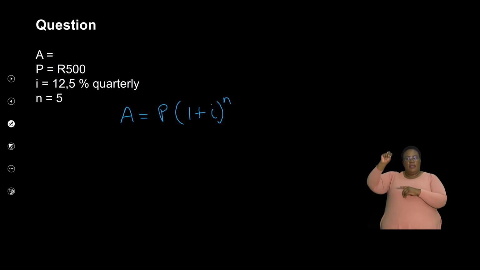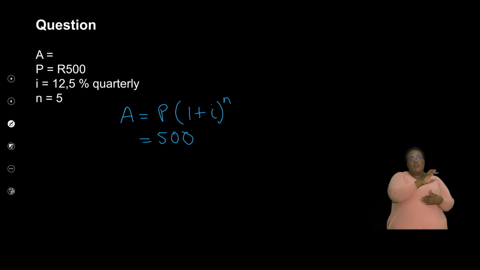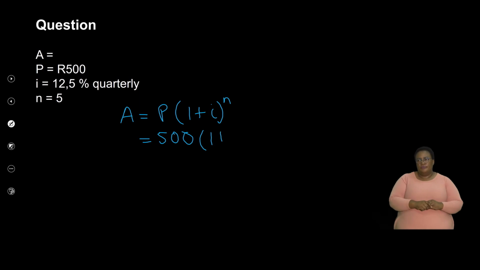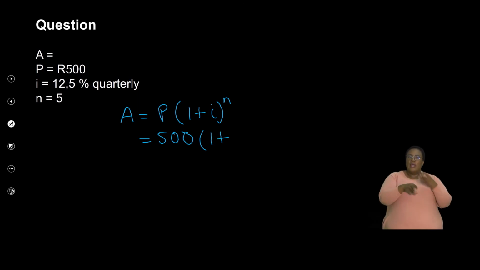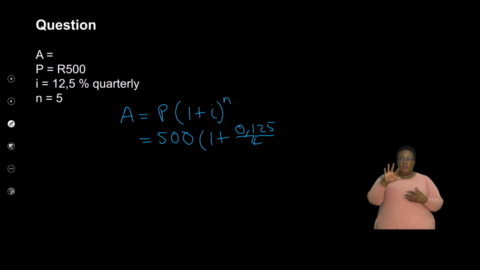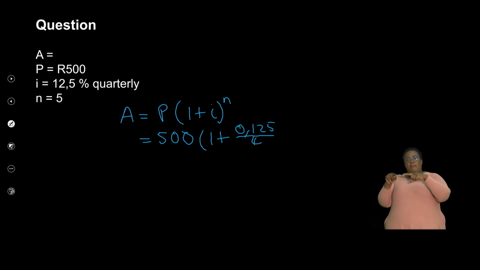We want to know the future value, which is the value of A, but the initial amount that Sibongile invested was 500 rands, and this was at an interest of 12.5%, which is 0.125, but this was compounded quarterly, so it was divided by 4 because then she got the interest 4 times in a year, but it must amount to the 12.5.